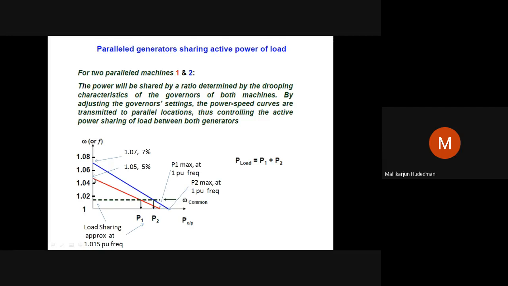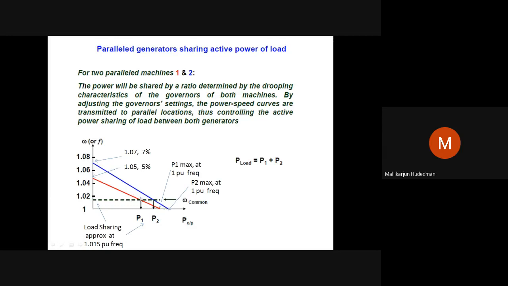Similarly, you observe the blue now. Blue is machine 2. Machine 2's curve is touching the y-axis at 1.07, nothing but 7% is its droop. At no load, its frequency is 1.07 pu. Then at its full load, it is 1 pu. It is coming down here, which is the max power acceptable we can expect here, at 1 pu frequency. P2 max refers to the output maximum from machine 2 at 1 pu frequency, touching here.